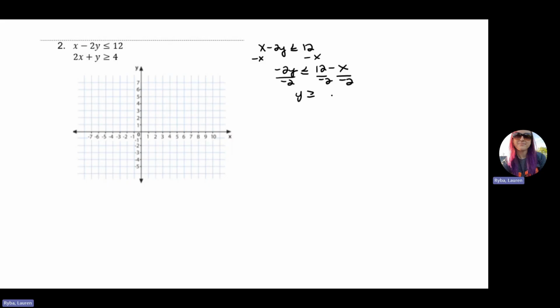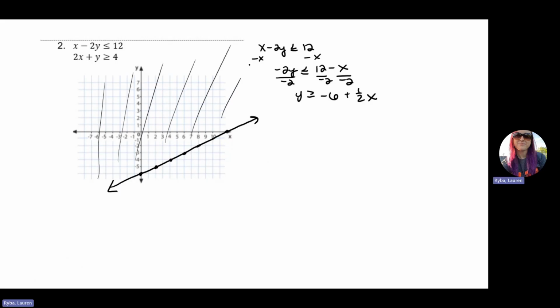It's now going to be greater than or equal to negative 6 plus a half x. So I'm going to start down here at negative 6 and then go up 1 over 2. It's again going to be a solid line because it is the equals to. And then this is greater than or equal to, so I'm going to shade or lightly mark above the graph.